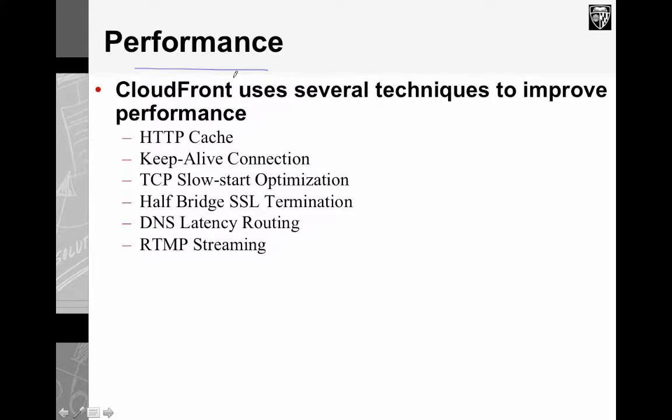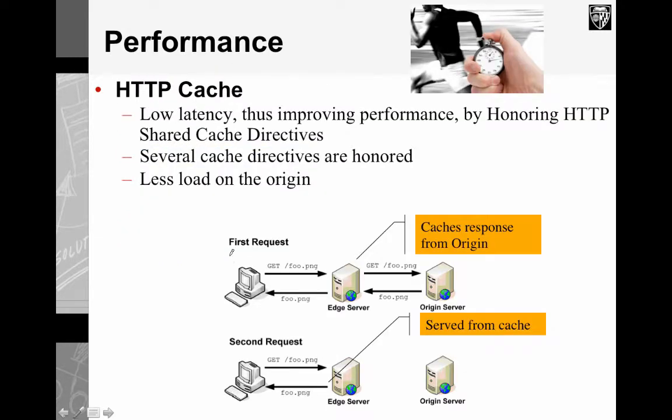CloudFront uses several techniques to improve the performance of delivering content to the end users. It uses techniques like HTTP cache, keep alive connections, TCP slow start optimization, half-bridge SSL termination, DNS latency routing, and RTMP streaming. Let's look at HTTP cache.